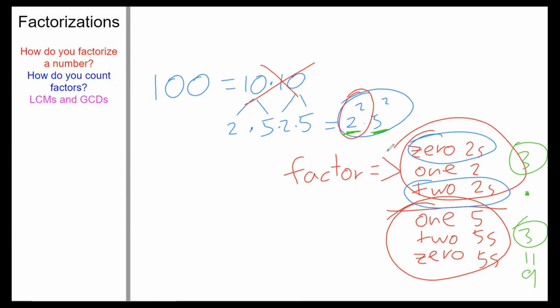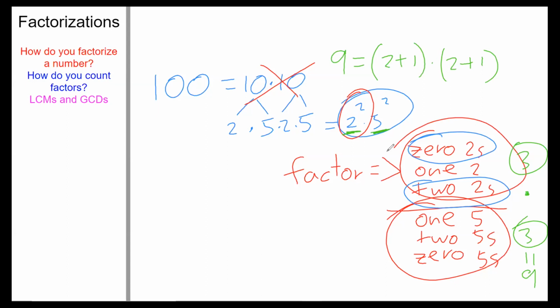And a simple trick to do this would be noticing that 9 is also equal to the exponent of the first prime plus 1 times the exponent of the second prime plus 1. And so that's a quick way to count the number of factors of a number. Okay, so let's go over LCMs and GCDs.